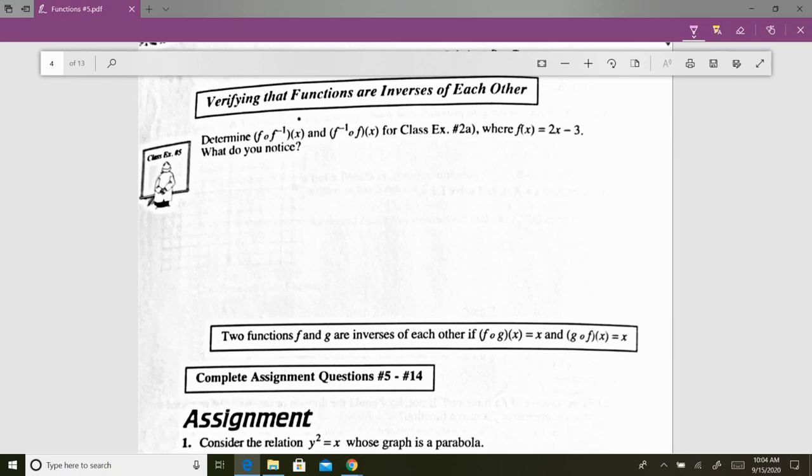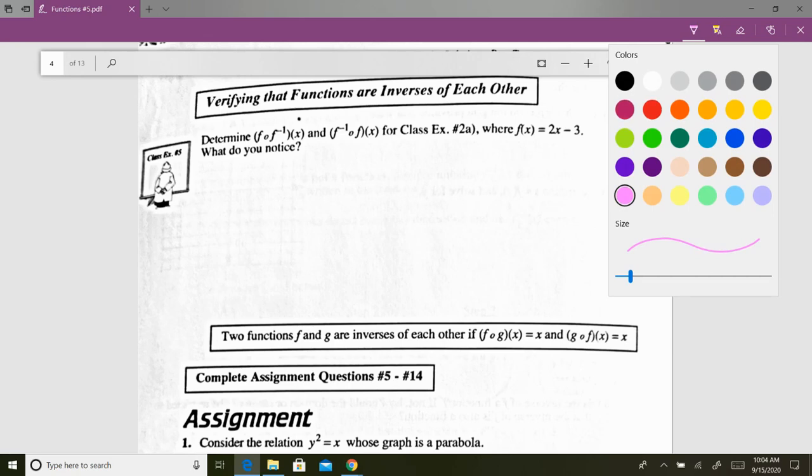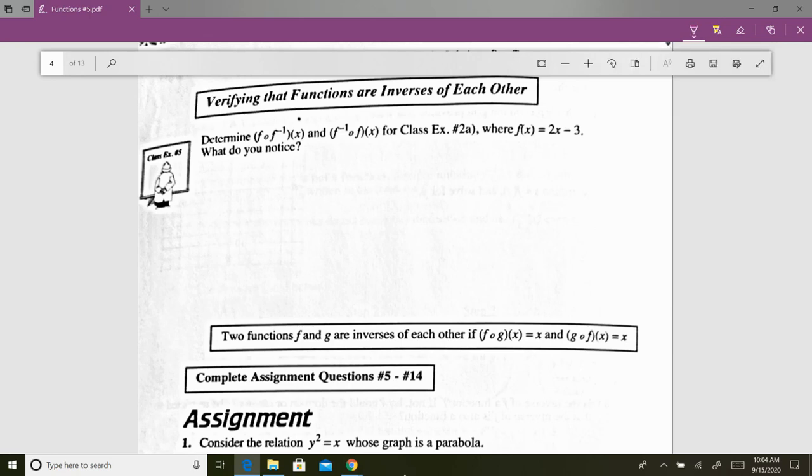Determine f of f to the minus 1 and f to the minus 1 of f. So this goes back to what we did yesterday. What is this little open circle? Like the f of g and g of f stuff we did yesterday. What does that mean you're doing? One function into the other function, right? The one on the right goes into the one on the left, right?